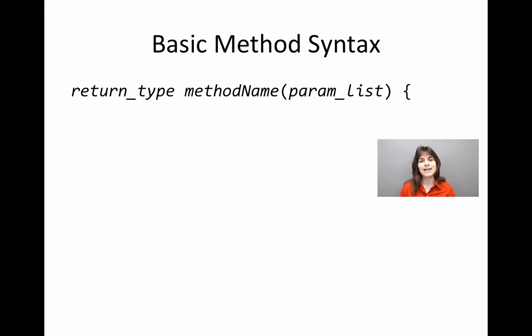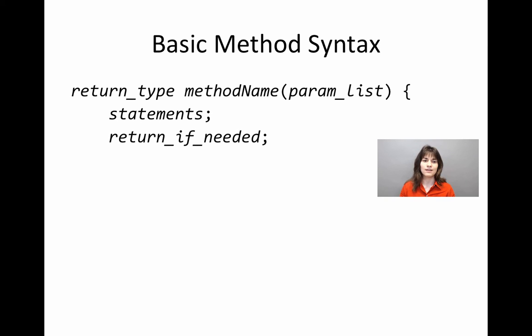Here is the basic syntax for a method. First of all, we have the method header. It will contain the method name, a list of parameters inside the parentheses, and also at the very beginning the return type. Inside the body of the method we will have statements, the lines of code that perform the task that we want that method to perform.